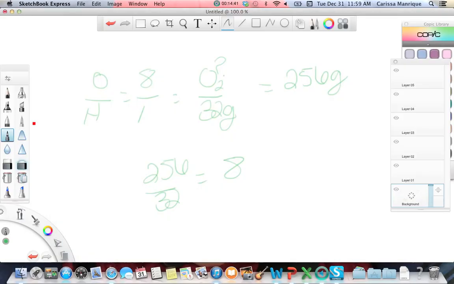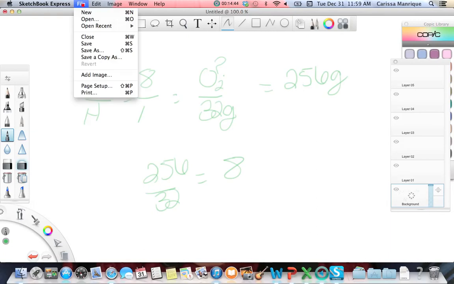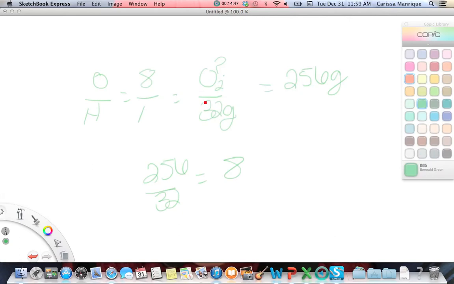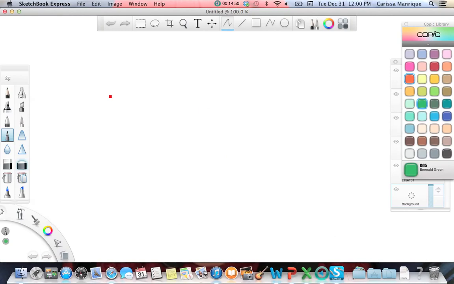So from the periodic table, nitrogen weighs 14 grams, hydrogen weighs 1 gram, but I have 3 of them in this compound, so we're going to say 3. So the ratio, if I go 14 divided by 3, for ammonia, NH3, is 4.66. It's 4.66, and it will always be 4.66.